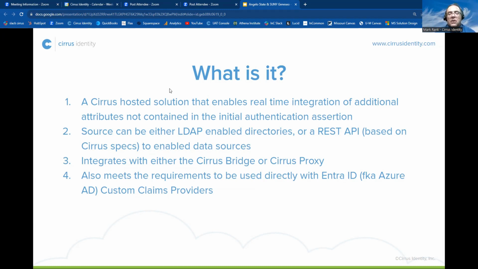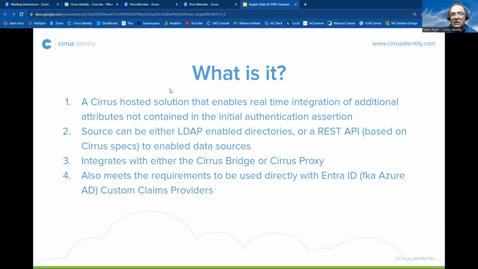We're going to start out though with what is it? As Deidre said in the intro, we have a lot of customers that are using both our Bridge product and our proxy product, but they want to integrate some additional attributes from another source, whether that be an LDAP enabled directory, some other kind of database, or other system of record. This attribute authority, like all of Cirrus's solutions, is hosted, and it enables real-time integration of these additional attributes.